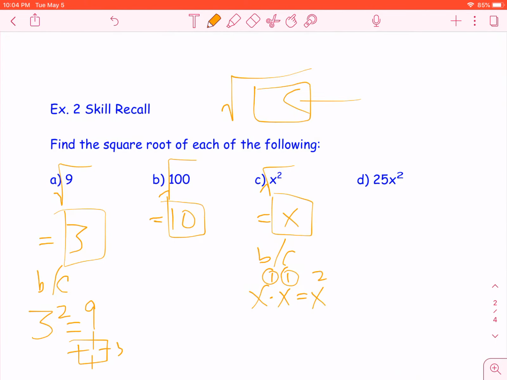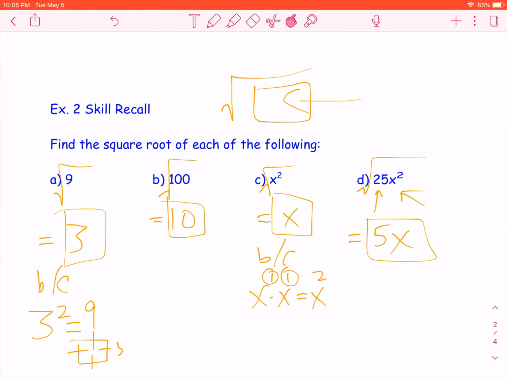Okay, and then if we wanted to find the square root of 25x squared, you have your coefficient, you must square root that, so the square root of 25 is 5. You have your variable, which is x squared. The square root of x squared is just x. So the square root of the whole term itself would be 5x. This knowledge is very necessary in working through today's lesson.